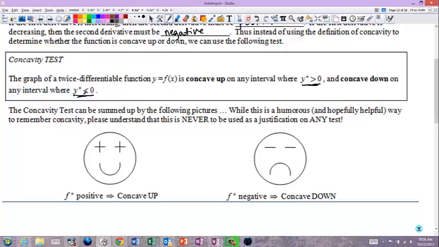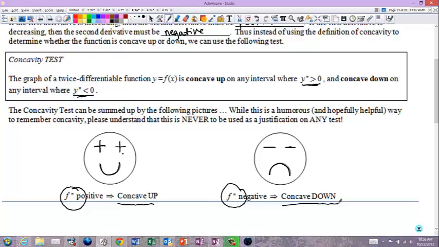And here's a stupid way to remember it. Concave up plus happy face, concave down minus sad face. So if the second derivative is positive, it's concave up, negative, concave down. Am I getting ahead of myself?